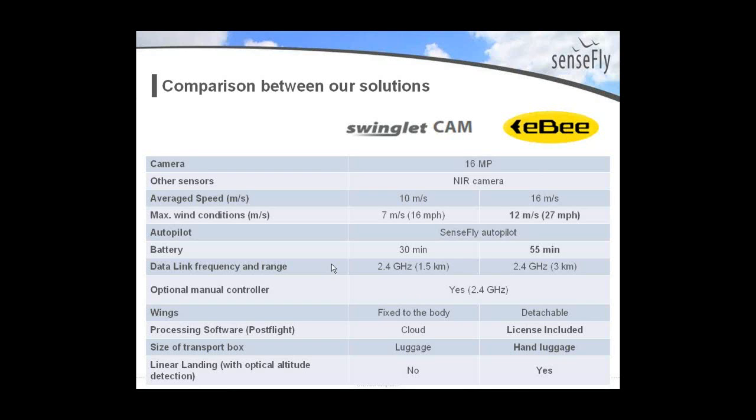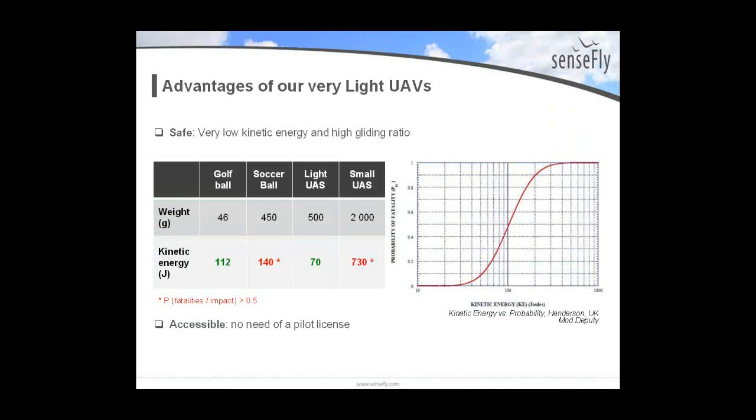So, advantages to our very light UAVs. Basically here you're just seeing the kinetic energy that it takes to drive a golf ball, to kick a soccer ball, and for the other UAVs, you can see it's a lot greater. But for the eBee, you have only about 70 joules of kinetic energy.